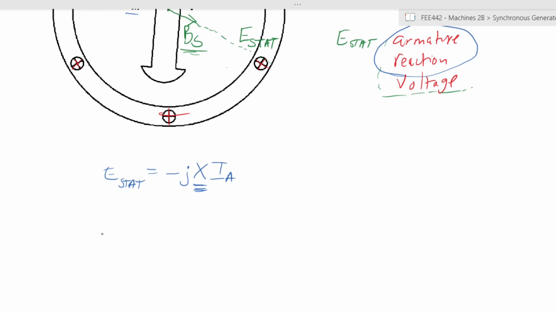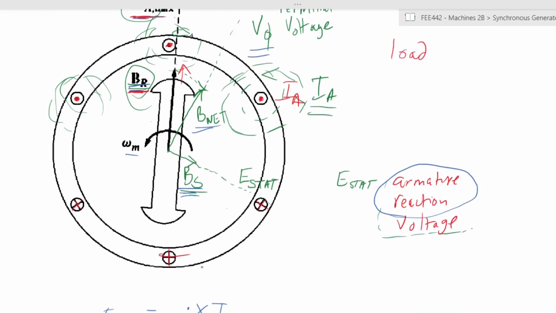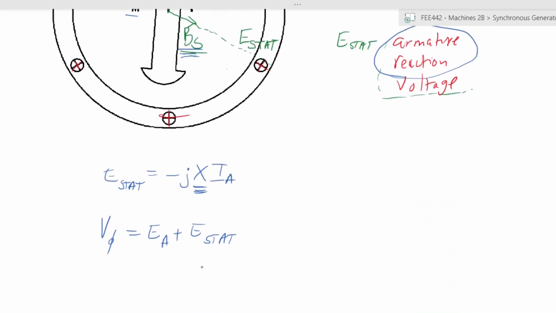So now you have your voltage V phi, which is given by EA plus E start, right? Because remember that the V phi is the resultant of the net magnetic field, which is the initial magnetic field that you had plus the armature reaction voltage, or rather the field due to the armature reaction, right? So this then becomes EA minus JXIA.